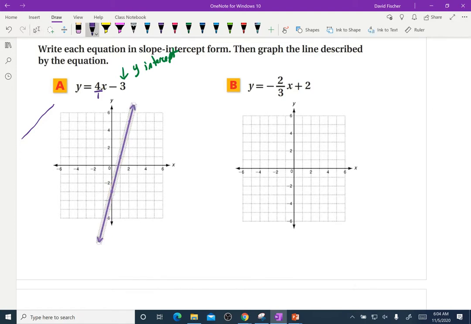That one wasn't so bad. So there's my graph for that one. Let's go do another one. So now over here, here's my y-intercept. It's a 2, so I want to put a dot on 2.